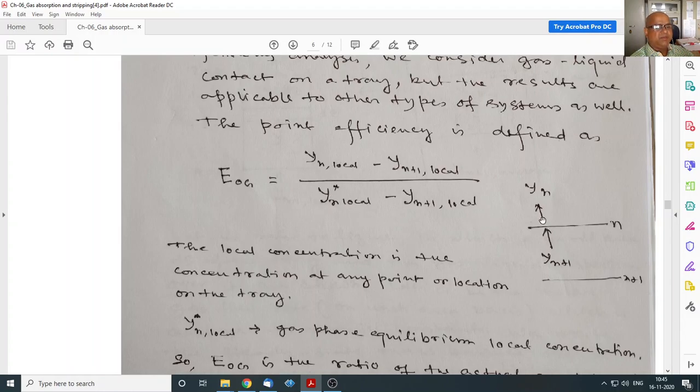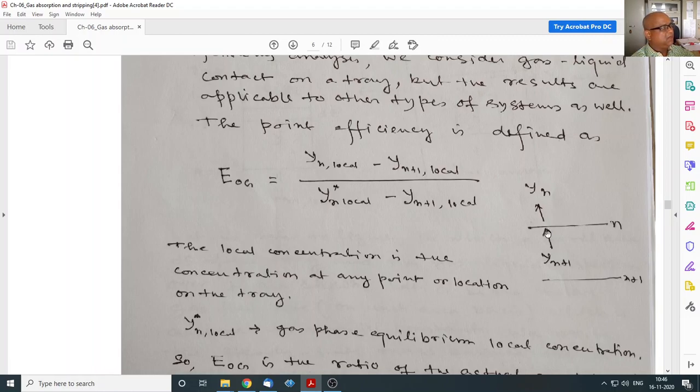But if you see, if the actual local yn going out is in equilibrium with xn, then it will be yn star, and my efficiency will be 100%. But generally the yn going out is not in equilibrium with the xn coming down here. So accordingly it is the point efficiency. I mean, in a tray, you can understand, the diameter may be 10 meters for a particular separation column, which is very common in big industry.